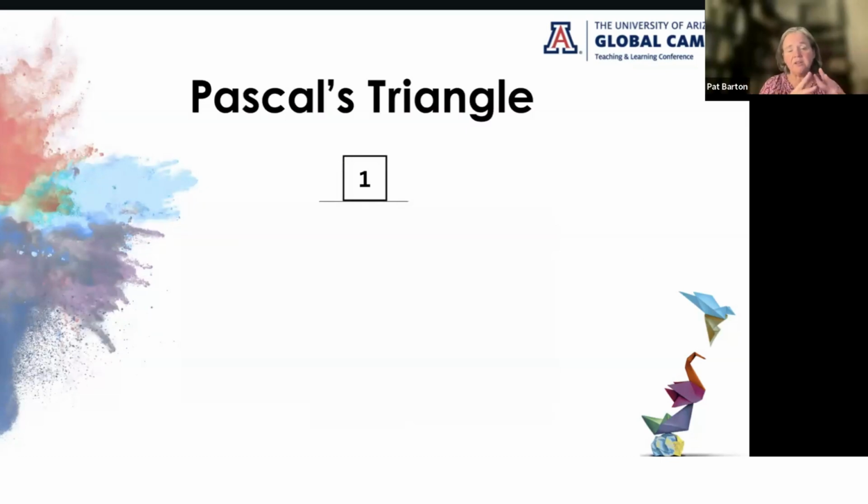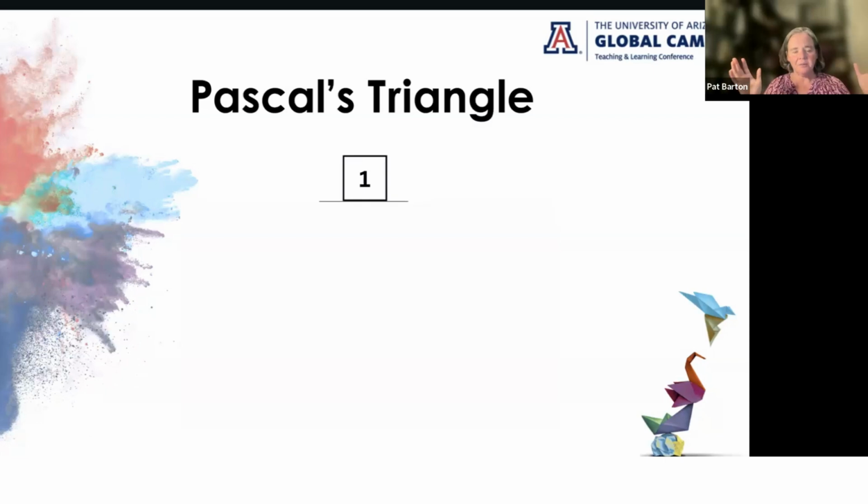Some of you, if you're a math person, might be familiar with Pascal's triangle. We're going to do a real quick review for those of you who aren't familiar with it. This part is not something that we're going to introduce to children, but I want you to have an understanding of what's going on. And then I'll show you how we can introduce this pretty complex patterning in a really fun way with children in the early childhood classroom.